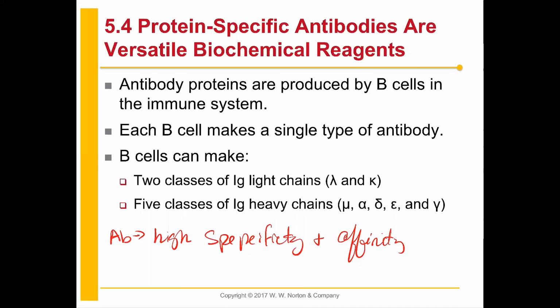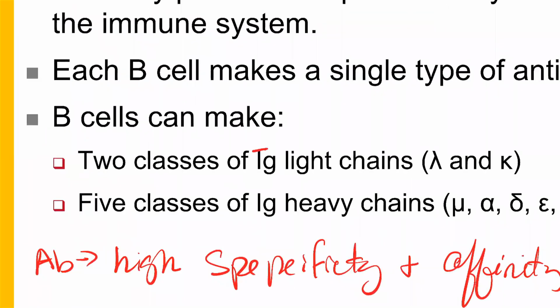Because if they're not, then what we end up with are autoimmune diseases, because we don't want our immune system to recognize our bodies. We only want them to recognize foreign things. So B cells can make two classes of light chain, which are lambda and kappa. And I don't know why your book did this, but really it should be an I, I don't know if they tried to do that as an L. So two classes of Ig light chains, lambda and kappa, and then you have 5 classes of Ig heavy chains. And I'm going to remind you of what the light chain and heavy chains are in just a second.